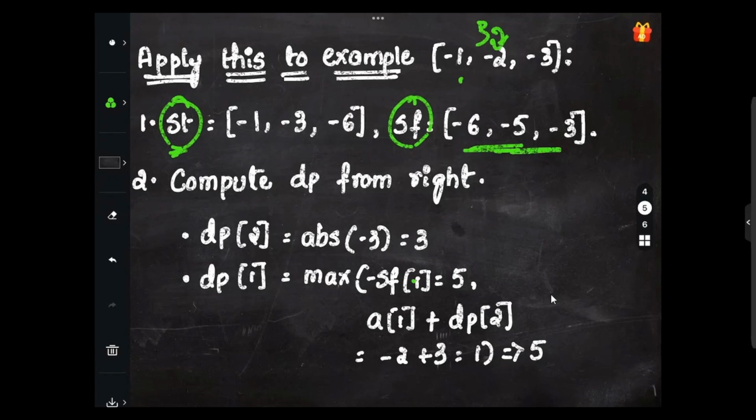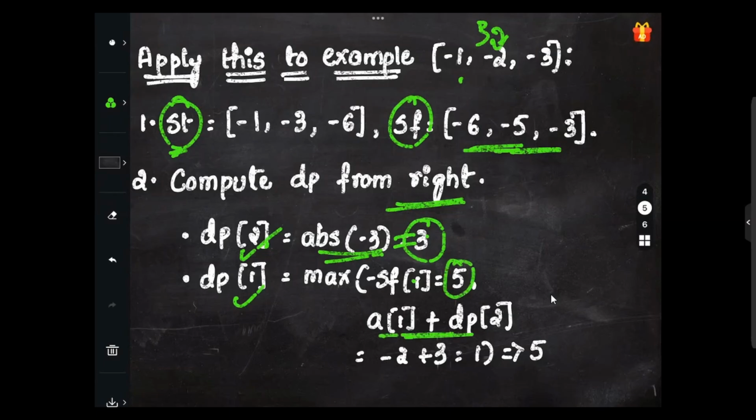The second step is we'll be computing dp from the right, meaning reverse iteration. First we'll go with dp of 2, then dp of 1. dp of 2 will be the absolute of minus 3, where we make use of math.abs in the code, so we get the whole number 3 here. dp of 1 is max of negative suffix, minus sf, whatever I have given. This will lead to the suffix of 1, basically this will lead to 5.